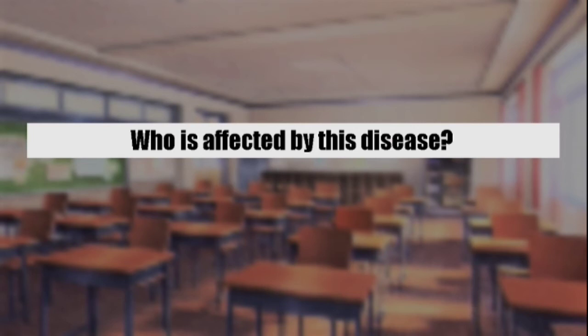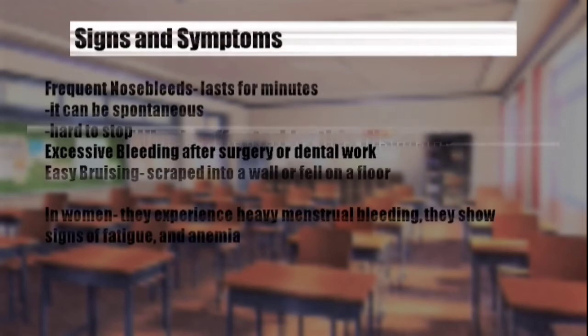So, who is affected by this disease? The origin of this disease is that it is inherited from parental genes. It means it's genetic. In some cases, it can be acquired, such as if an individual has a disease and is prescribed medication that interferes with the von Willebrand factor.